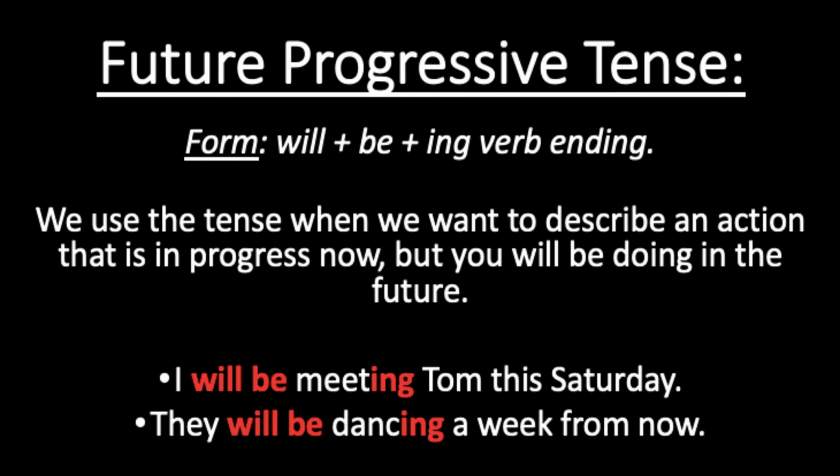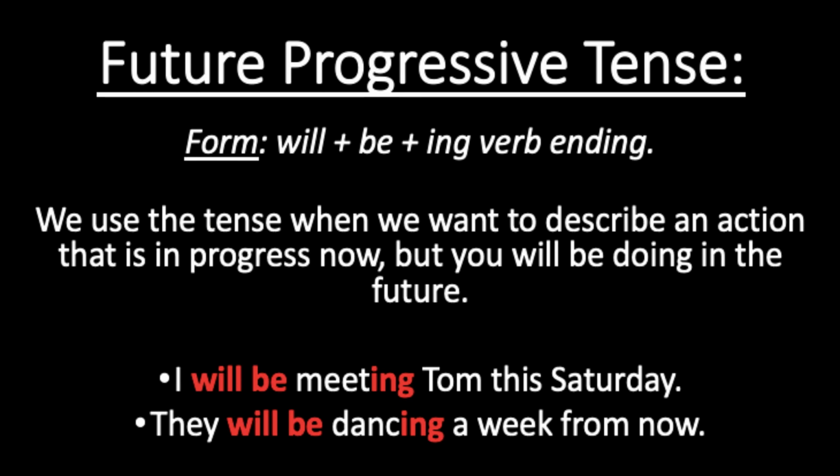Then we have our future progressive tense. This is used when we are talking about an action that will happen in the future and may continue into the future as well. We make this sentence by adding the words will be after the pronoun plus the ing verb ending.